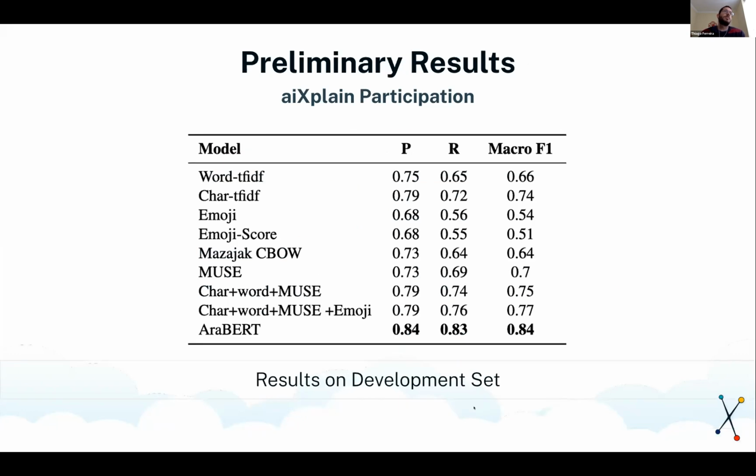Okay, so these are our preliminary results. Here we have all the models tested separately and also the ensemble of the models. Separately, we saw that the best feature was the character level TF-IDF. Ensembling the character level TF-IDF with other features like word level, MUSE, and emoji led to the second highest F1 score on the development set. But this is way lower than the state-of-the-art AraBERT. AraBERT by itself, only fine-tuning on the training data, led to the best results on the development set.